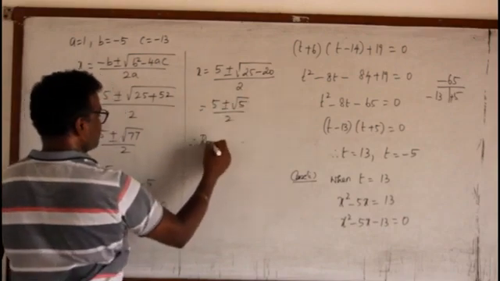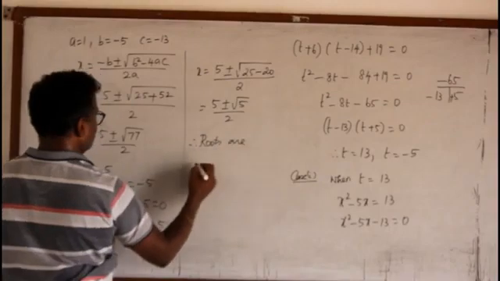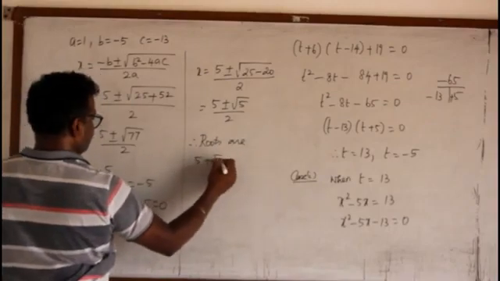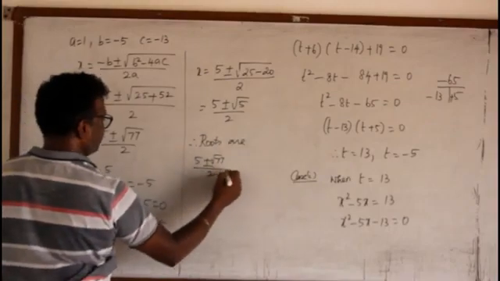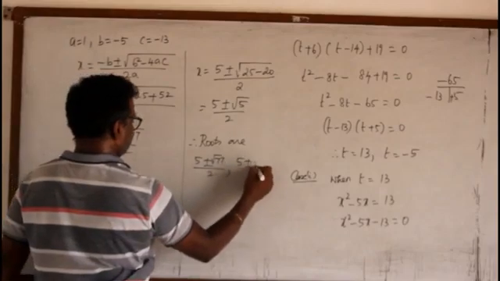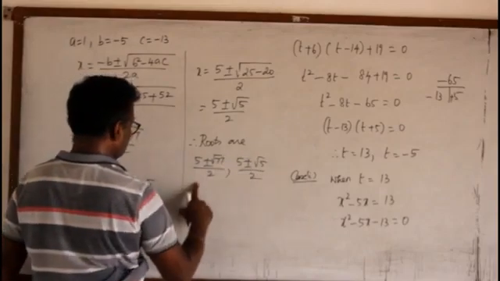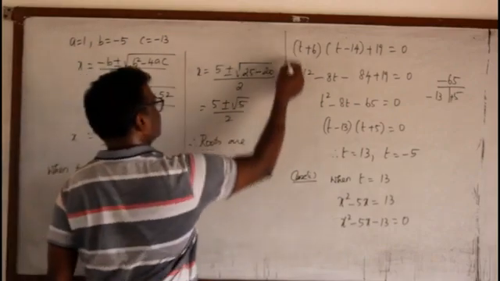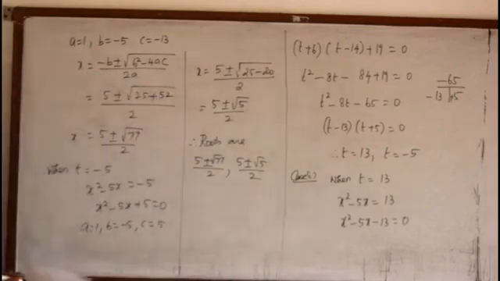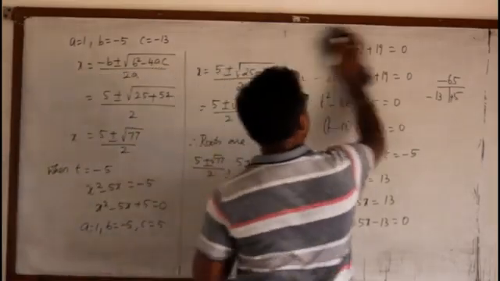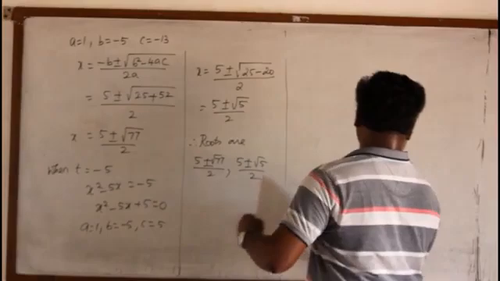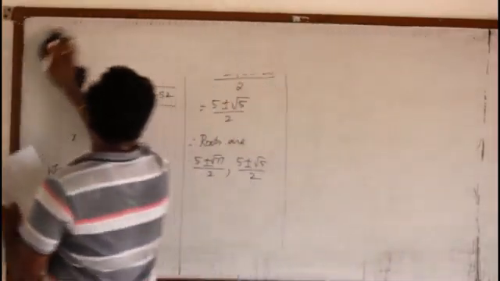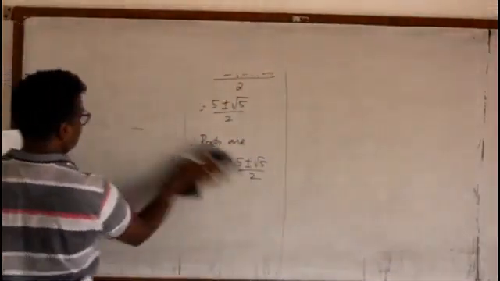Therefore, the roots are (5 plus or minus root 77) by 2 and (5 plus or minus root 5) by 2. Here there are 2 roots and here there are 2 roots. Totally we have all the 4 roots. This is called factorizing a partly factored polynomial. Now we shall go for the next problem.